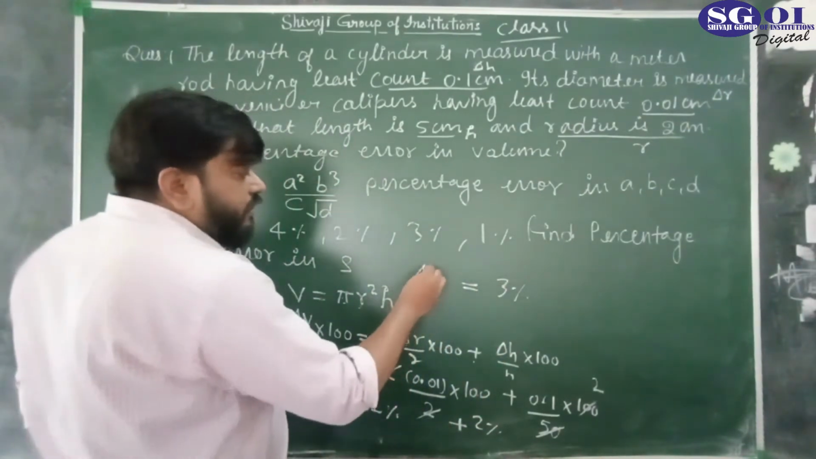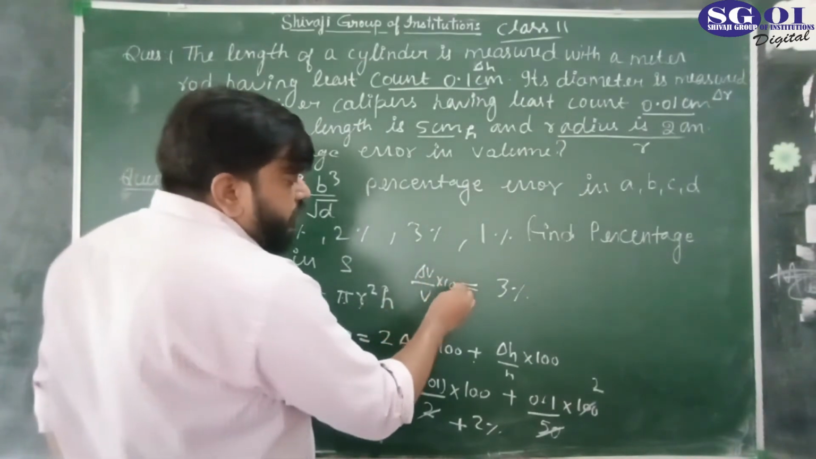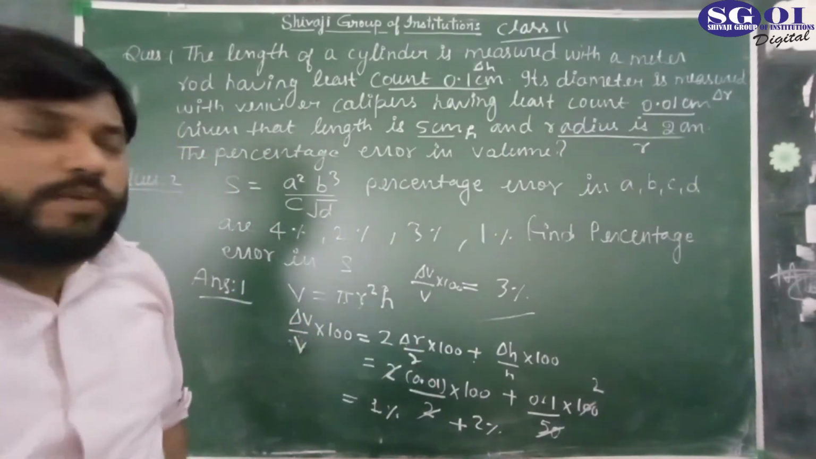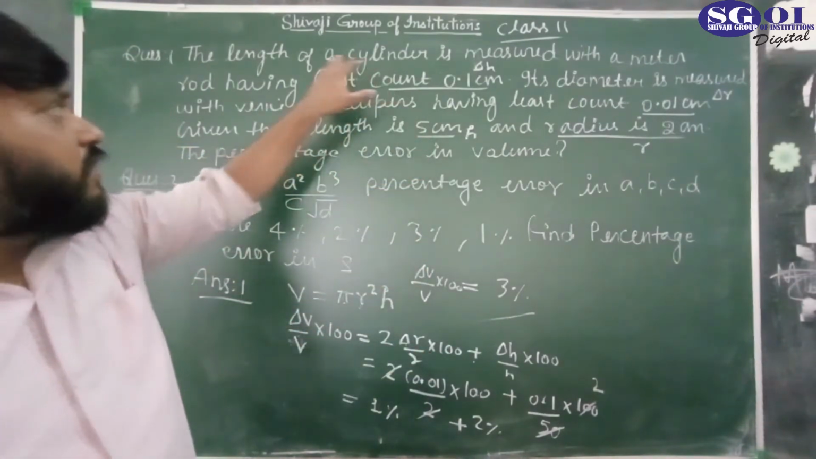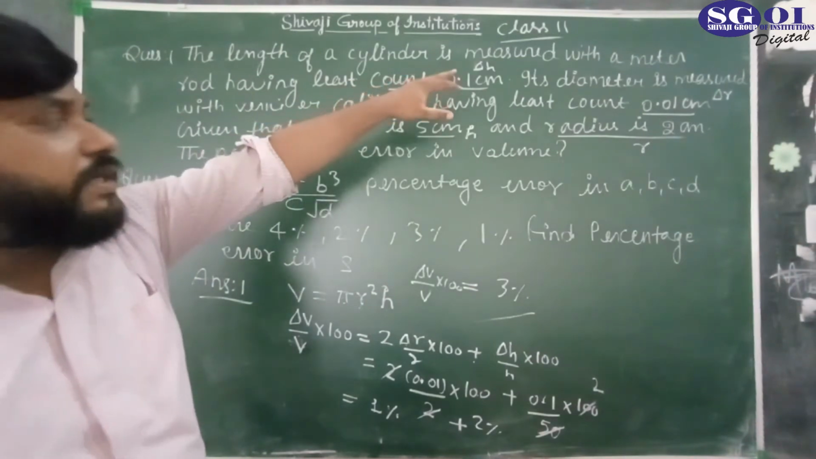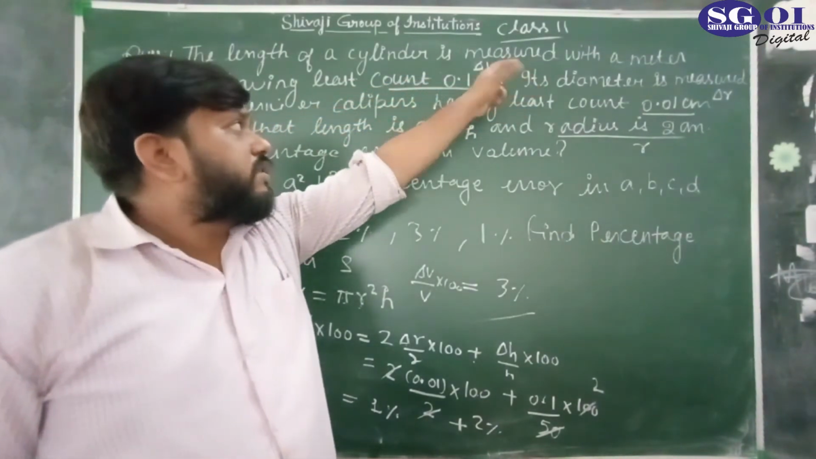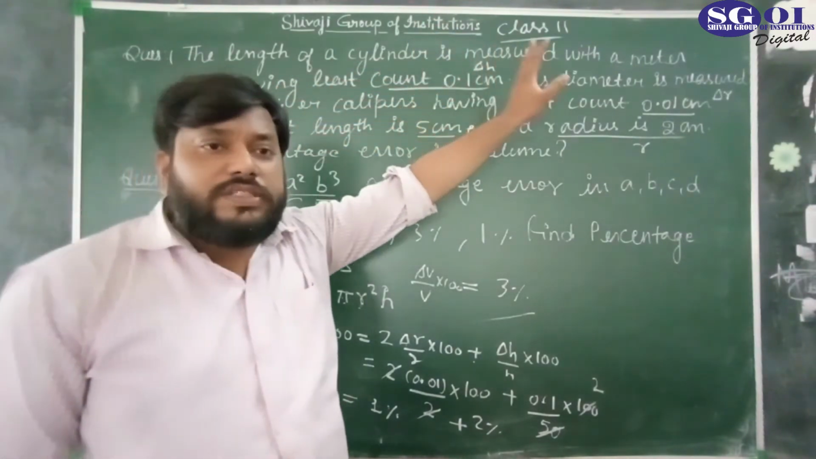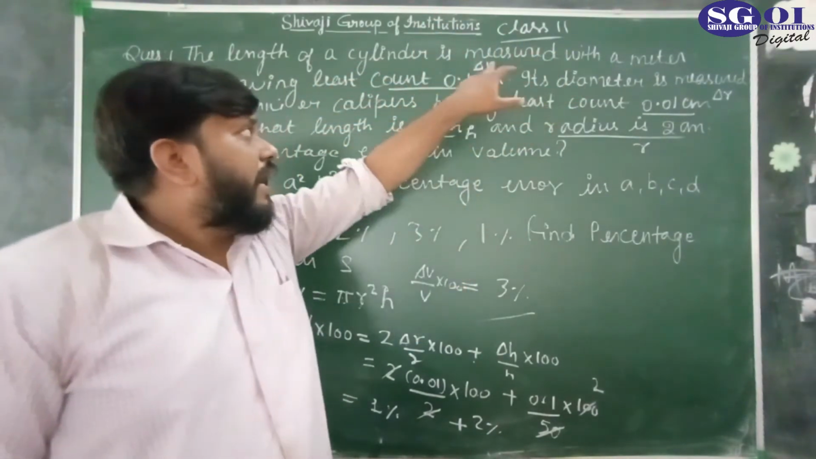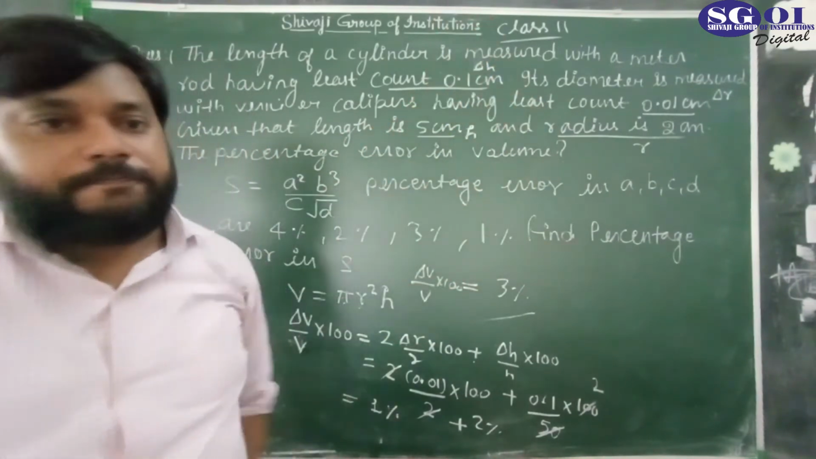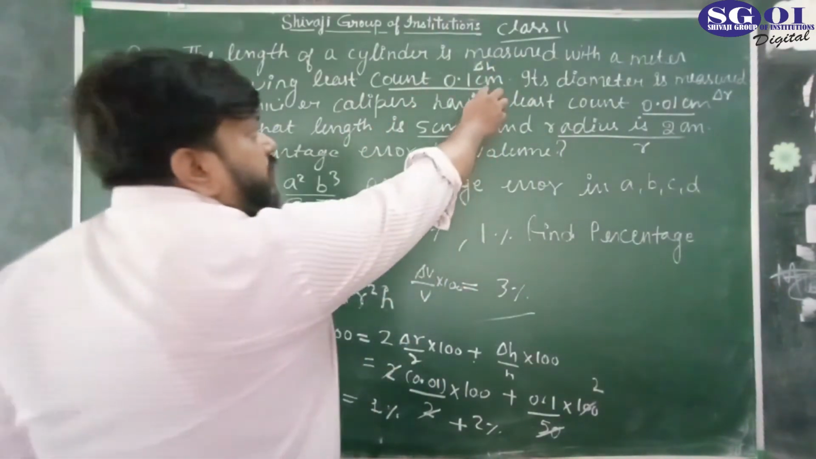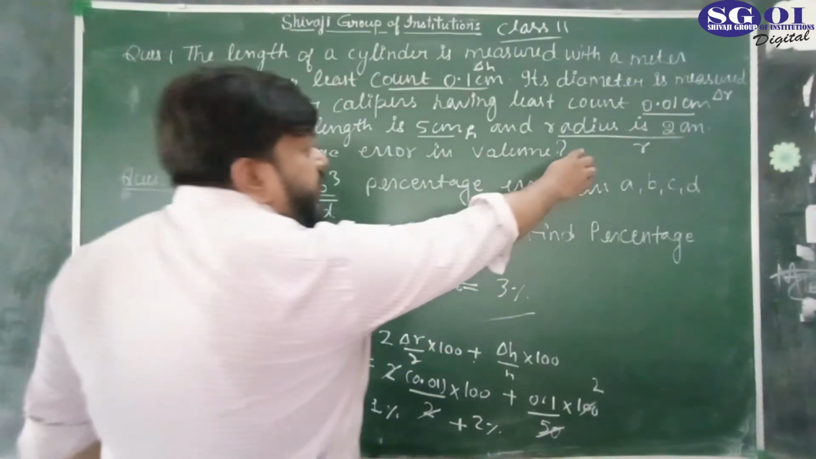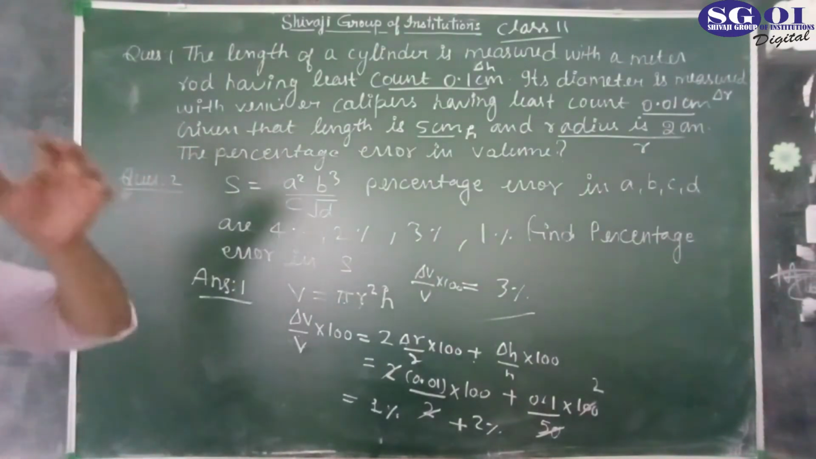Hence the error in volume would be 3%. So I think you have cleared this particular numerical problem. What we have done: we have given the least count of the meter scale 0.1 centimeter because it is the minimum value which can be read by the meter scale, up to 1 decimal point, and this would be delta l, the maximum error. Now this is delta r, this is the radius, and this is h.